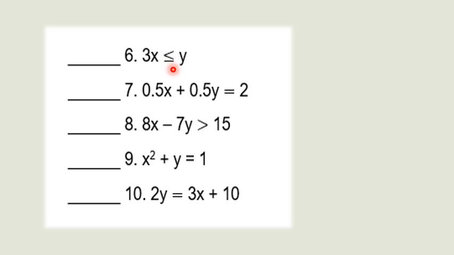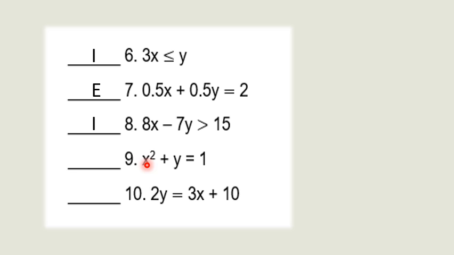This is less than or equal to, so it means that's letter I. This is equal symbol, that's letter E. For number 8, we have the greater than symbol, that's for inequality, letter I. But for number 9, as you can see, x squared. So for linear inequality, the degree must be 1, or the exponent is 1 or the first degree.